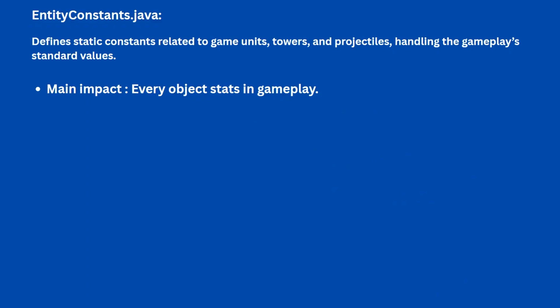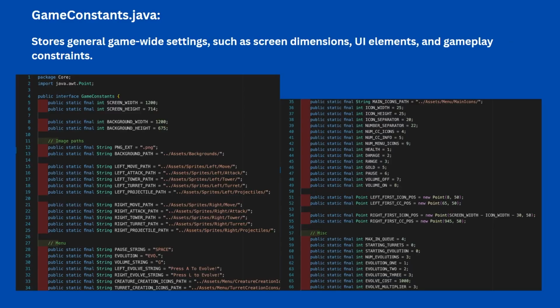Those vast amounts of attributes standardize the combat values, ensuring balanced gameplay, defining unit health, damage, and evolution mechanic. They establish the foundation for game physics, the attack range and rotor time movement. Next. The game constant class will define general game settings such as screen dimension, UI element, and gameplay constraint. Next.